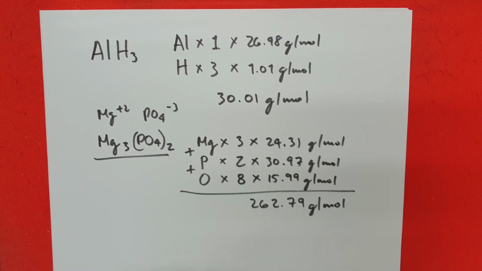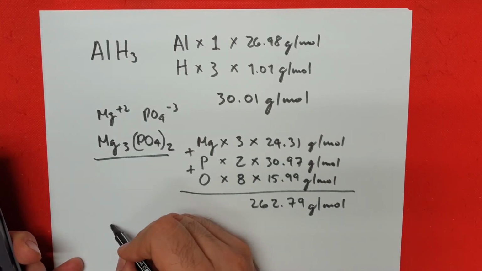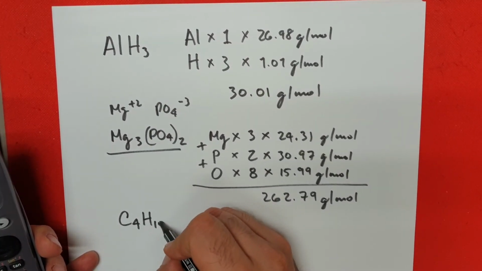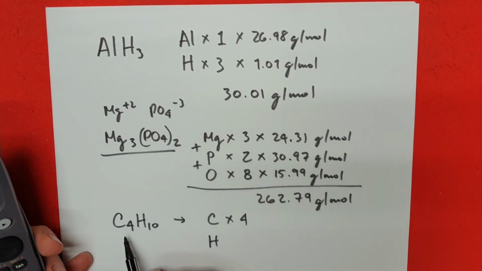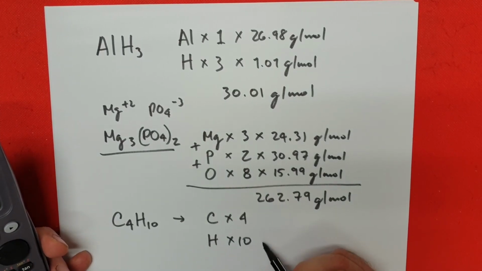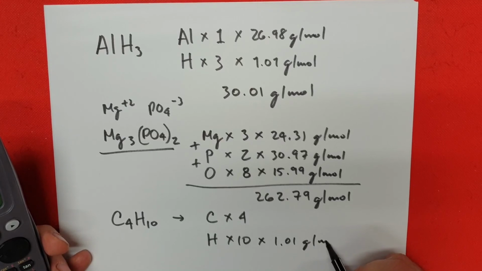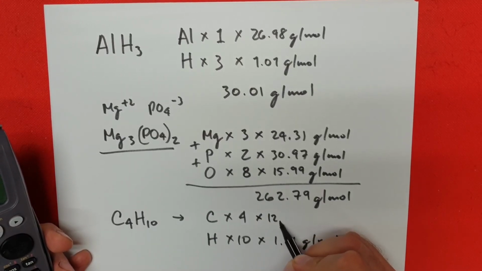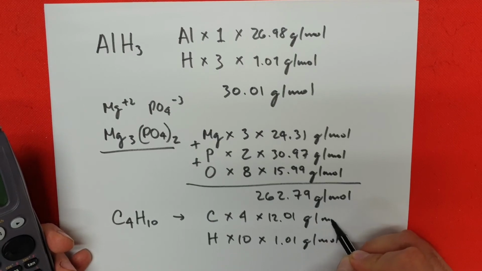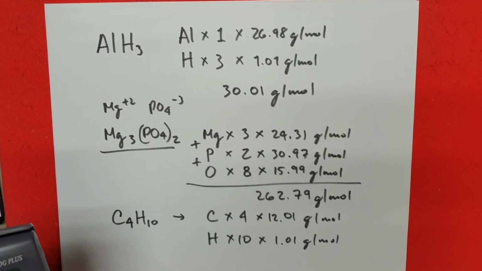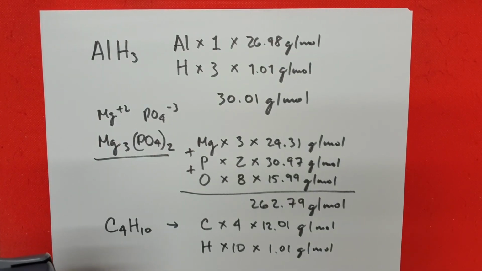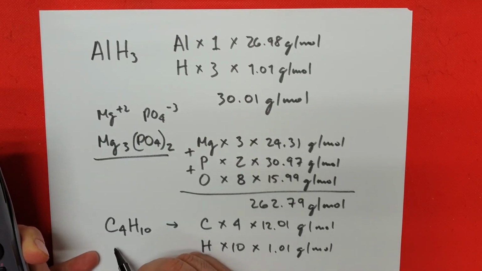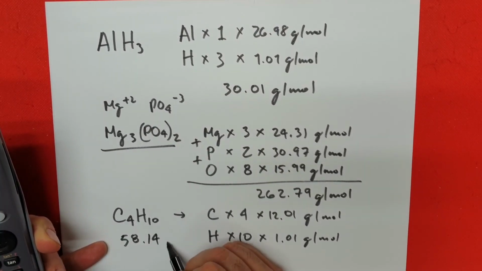Let's try another really quick example. Let's say you have a hydrocarbon such as, I'm thinking butane, C4H10. Very simple. Once again, carbon, hydrogen, times 4 from the formula, and then times 10 from the hydrogen as well, times 1.01 grams per mole. Carbon weighs 12.01 grams per mole, and we plug that into our calculator again. 4 times 12.01 plus 10 times 1.01, and we get that butane weighs 58.14 grams per mole.